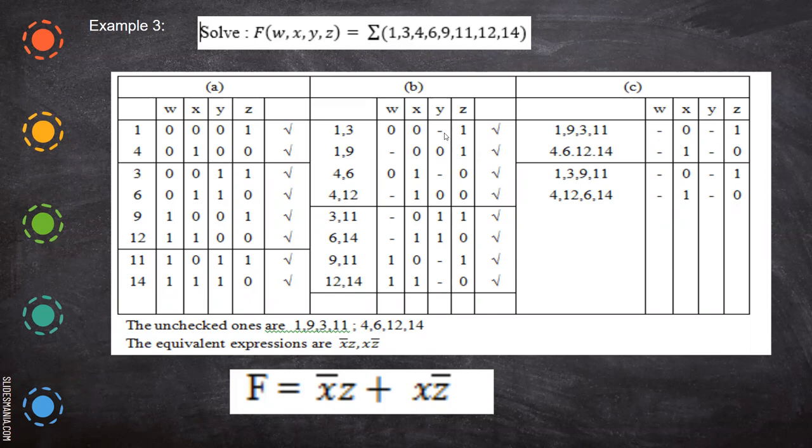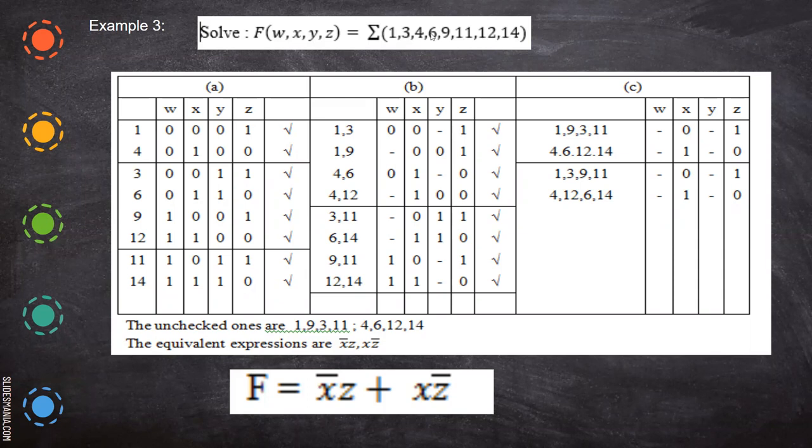In this video, we are going to see another example of the prime implicant method, the Quine-McCluskey method. Now let us take this sum of product equation. The minterms are 1, 3, 4, 6, 9, 11, 12, and 14.